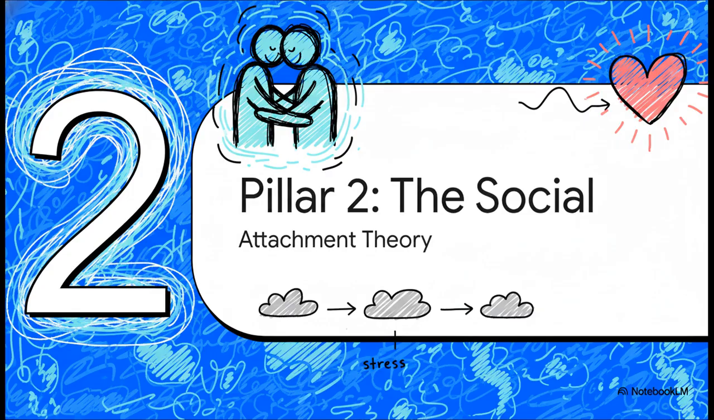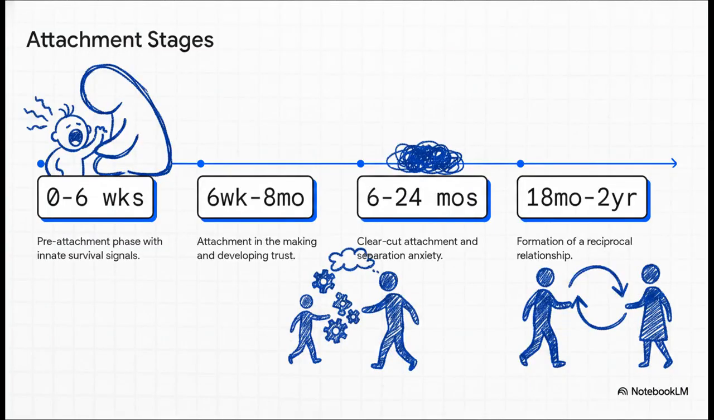Moving right along to Pillar 2, the social, where we'll unpack understanding attachment theory. So you know that basic trust we build in Erikson's first stage? It actually lays the entire groundwork for attachment theory. Psychologist John Bowlby mapped out how our emotional ties form, and he broke it into 4 distinct stages. It kicks off with a newborn's innate survival signals, like crying just to keep a caregiver close. Then, by about 6 to 8 months, we start seeing clear-cut attachment and the classic separation anxiety. Finally, around age 2, toddlers step into a reciprocal relationship, meaning they fundamentally trust that their caregiver is going to return.